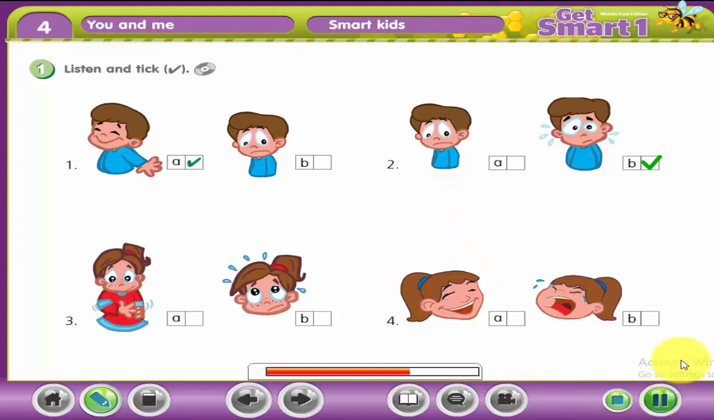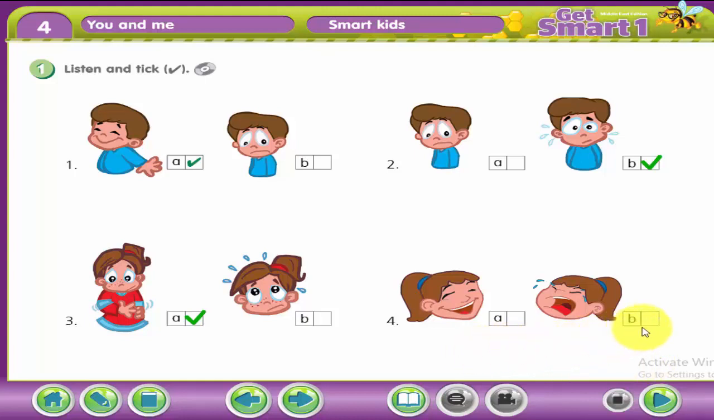3. Are you hungry? Yes, I am. Which one is hungry? A or B? That's right, A. 4. Are you happy? No, I'm not. I'm sad. Are you happy? No, I am not. I'm sad. Which one is sad?